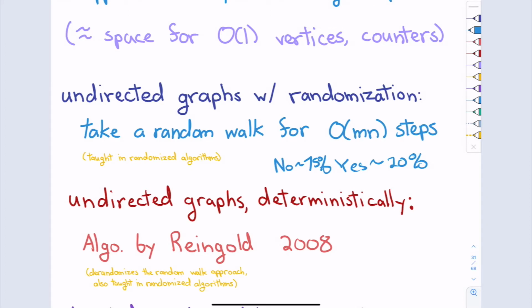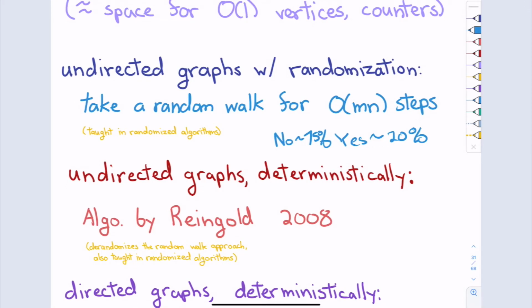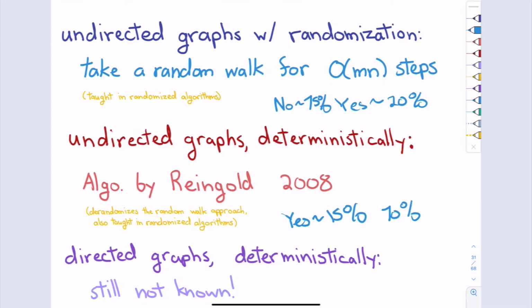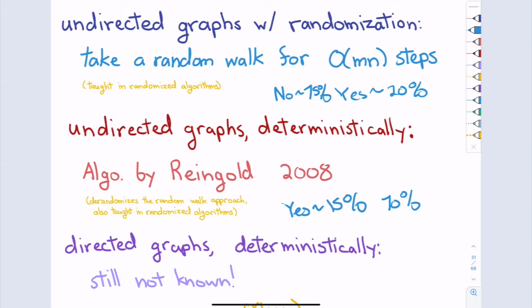Okay. What about directed graphs? That was only for undirected graphs. Okay. Who thinks that we have an algorithm for directed graphs? Okay. A little bit less, I'll say 15%. And who doesn't? A little bit less, maybe 70%. Okay. So this, not only do we not have an algorithm, but we don't even know the answer. We can't prove that we don't have an algorithm.